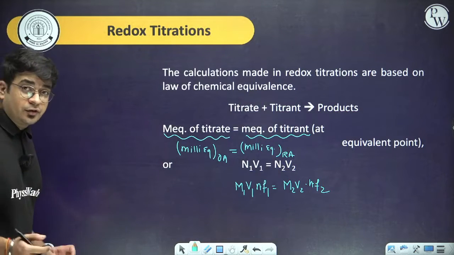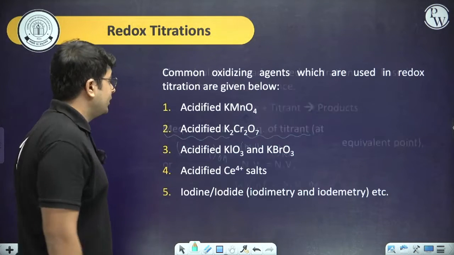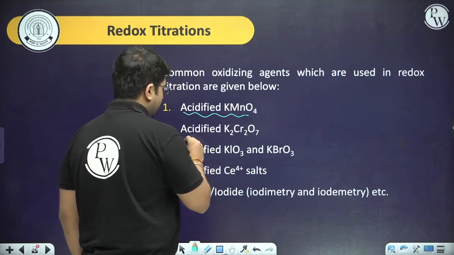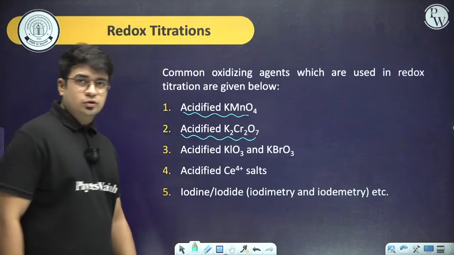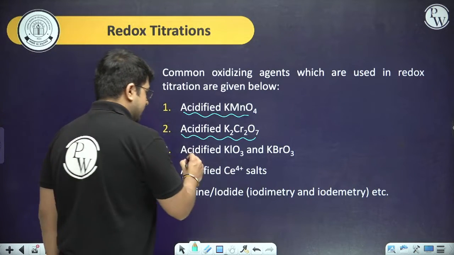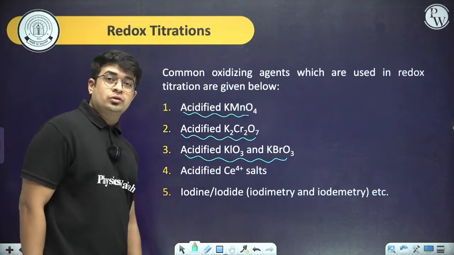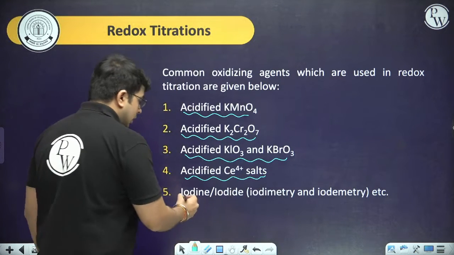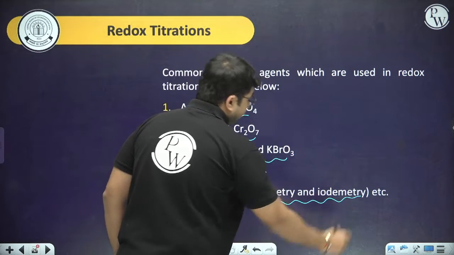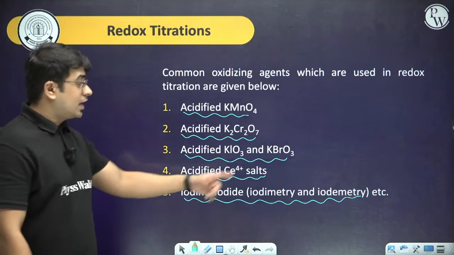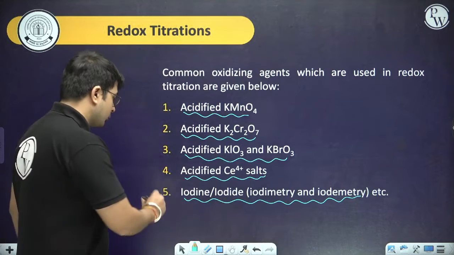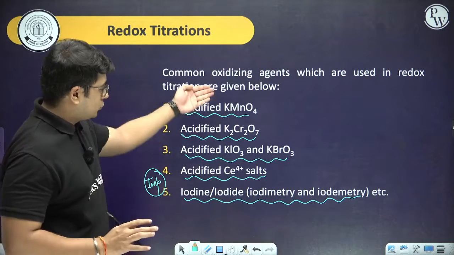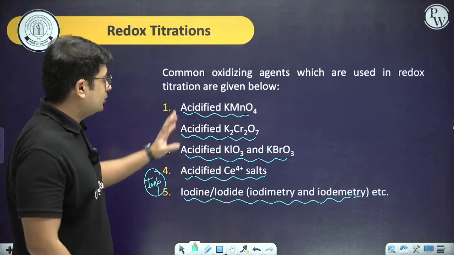Whatever it is, you can utilize that entire part in case of redox titrations also. But what are the types of redox titration? In questions, you may find reactions with KMnO4, acidified KMnO4, and acidified K2Cr2O7. These are part of titrations. Also acidified KIO3 or KBrO3, acidified cerium 4 positive salts, or iodine-involving titration, which is iodometry as well as iodimetry. These parts are very important, but the rest of the cases are already covered.